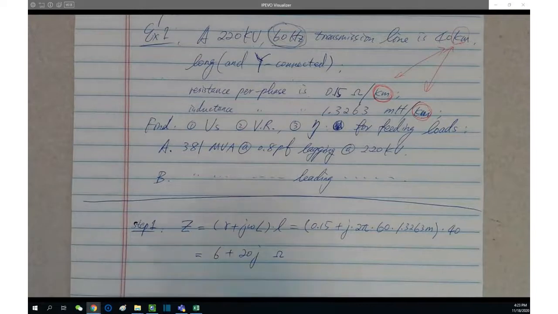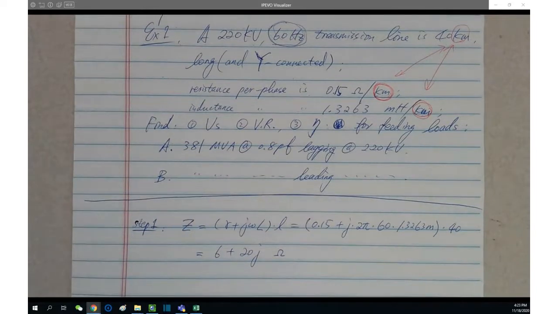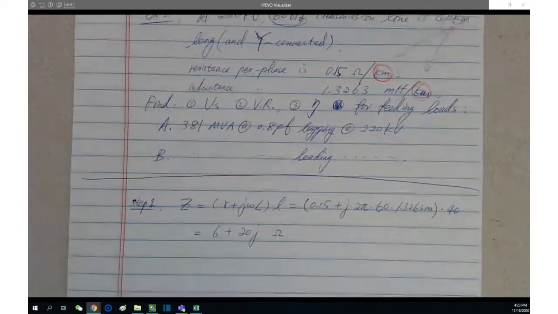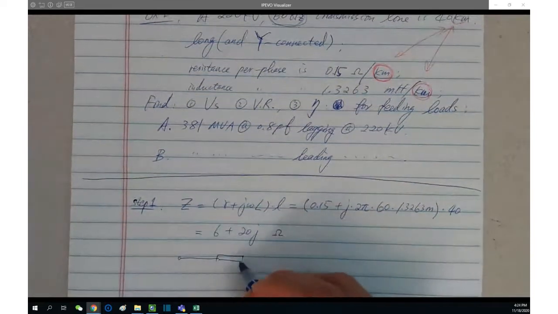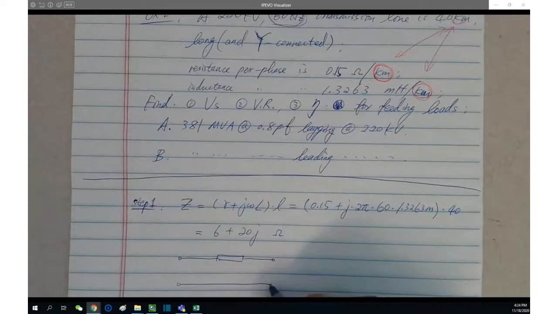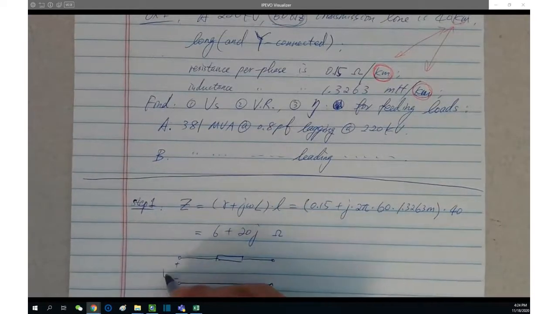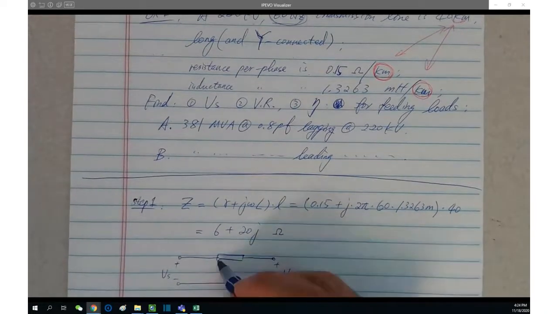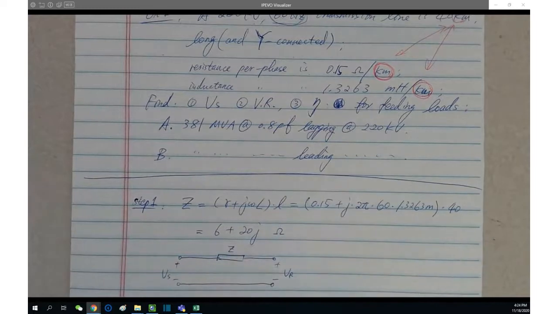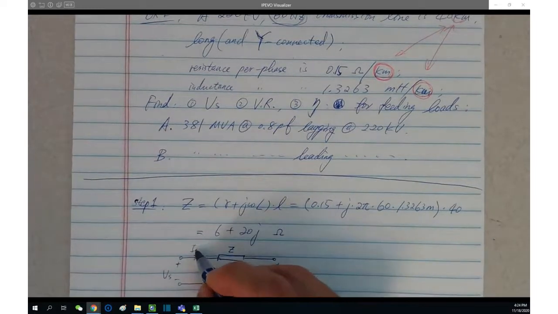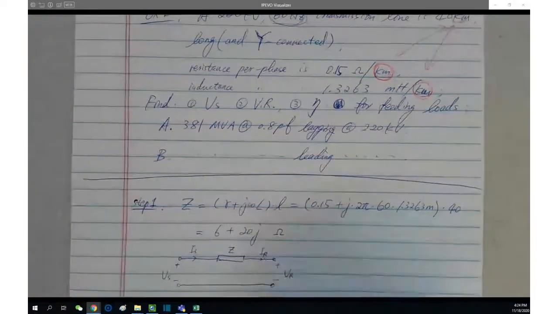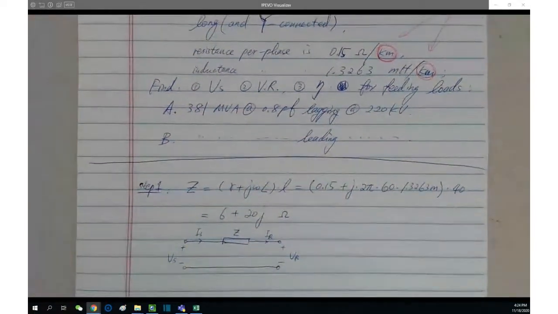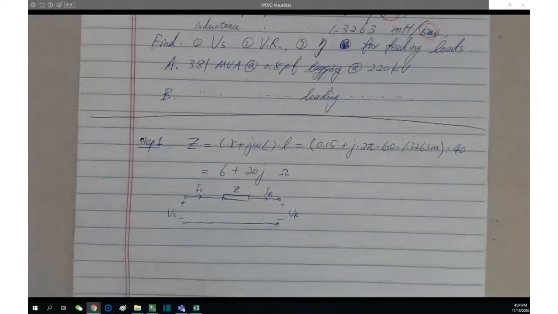No matter what, you obviously need to find Z first. And after this, of course, you got a model. The model is not required, but if you want, you can have your model established here. Maybe visualizing the model is helpful for you to go on solving the problem. This is the first step, obviously.